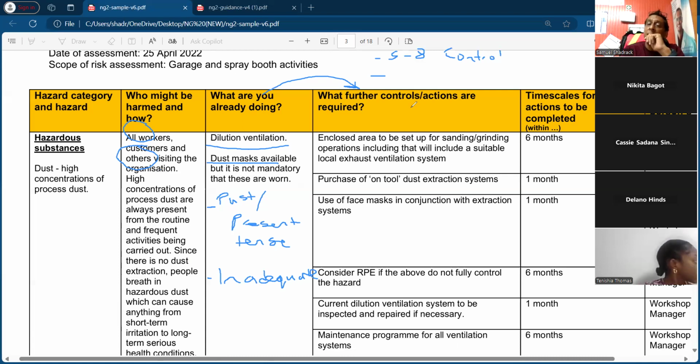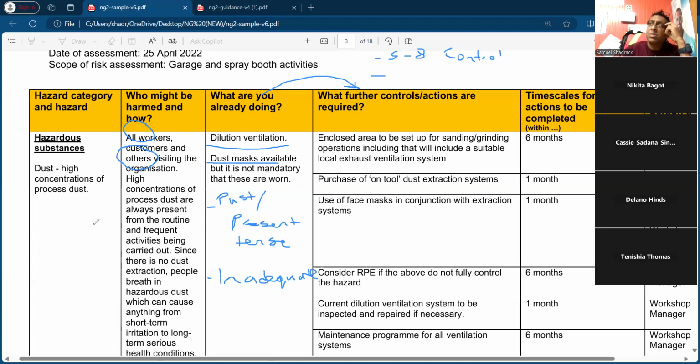Some other things about column 4 is that it must solve the problem. It's not just to put any controls, but the controls must solve the problem that we have. So if it's high concentration of process dust, these controls must address that. You can't just say training in something that doesn't fit, like training in manual handling. That doesn't fit here, because there's high concentration of process dust, right?